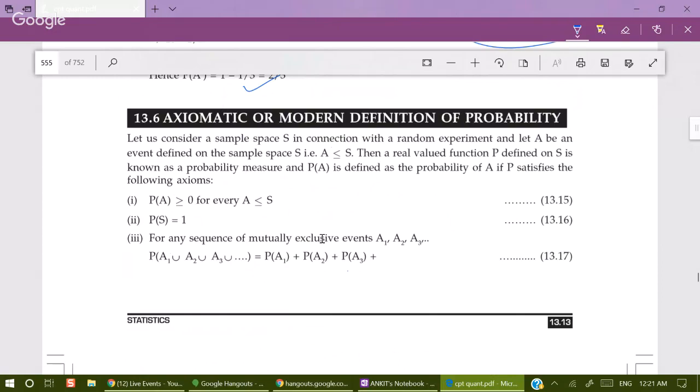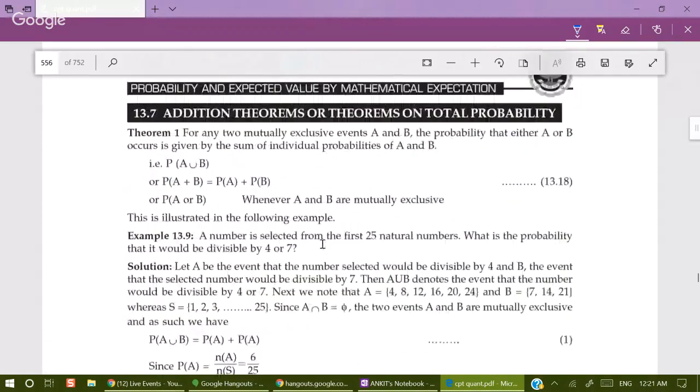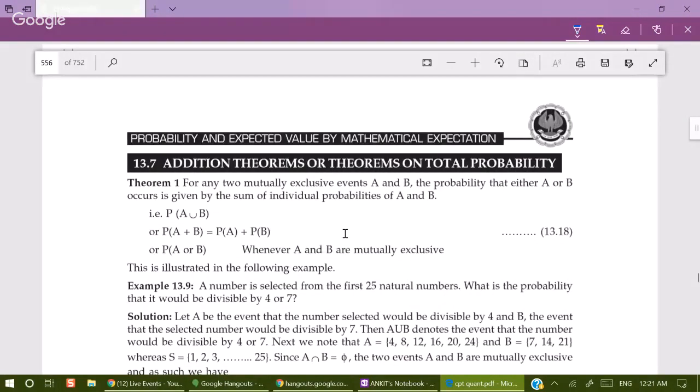Now, addition theorem that I already told you. But when we are talking about mutually exclusive, then it will be the case that also I told you. Now, a number is selected from the first 25 natural numbers.